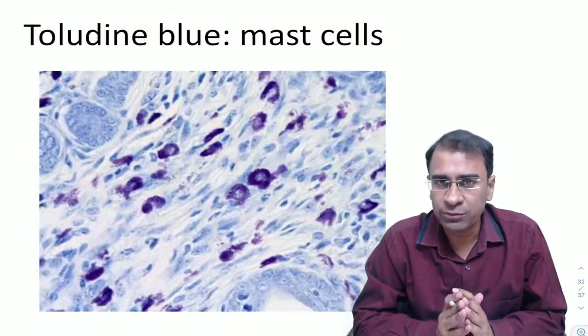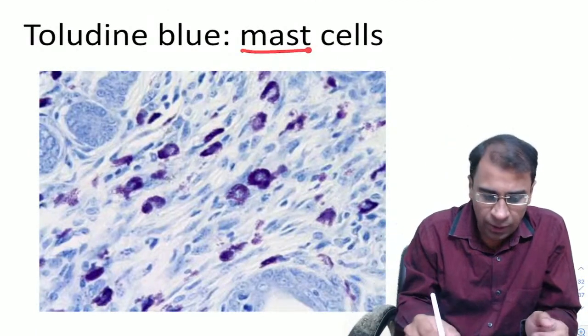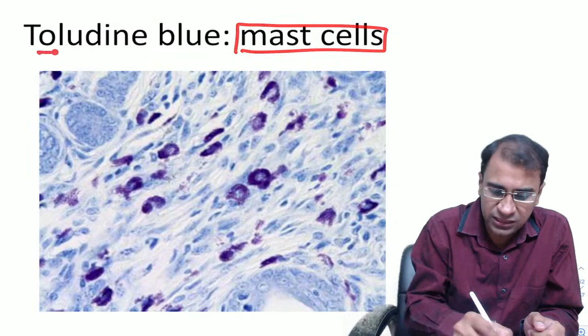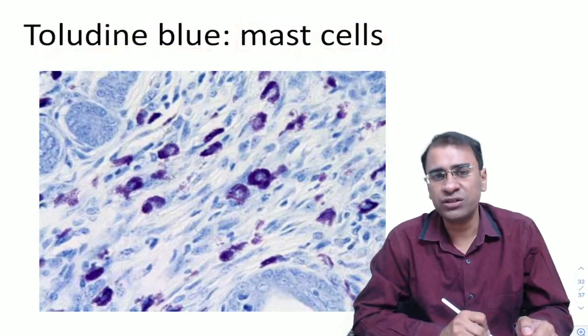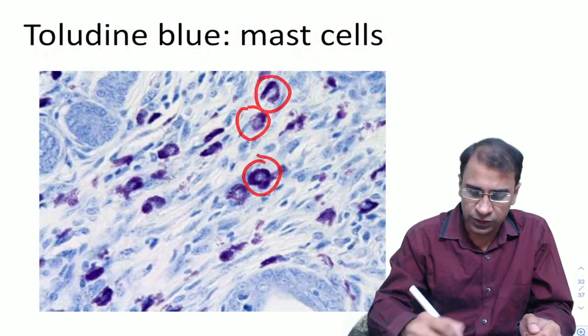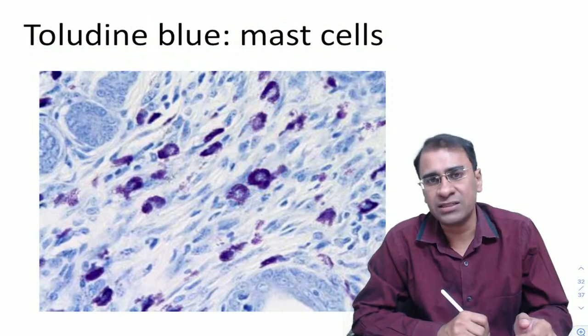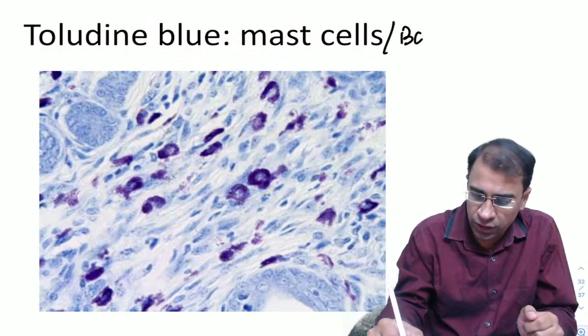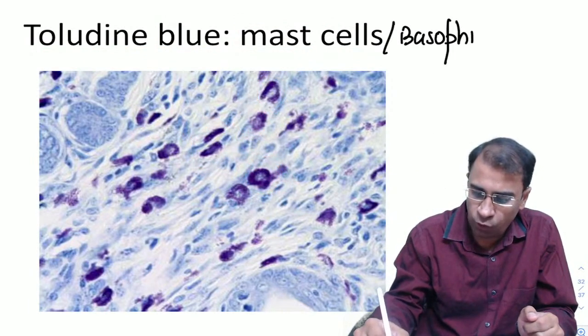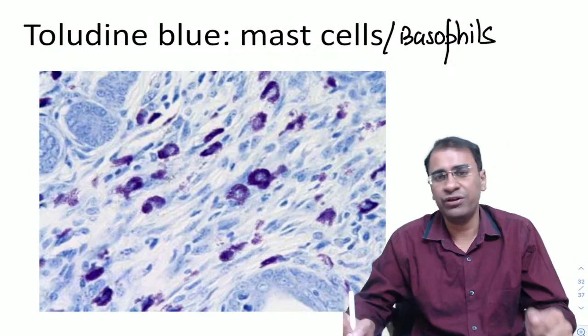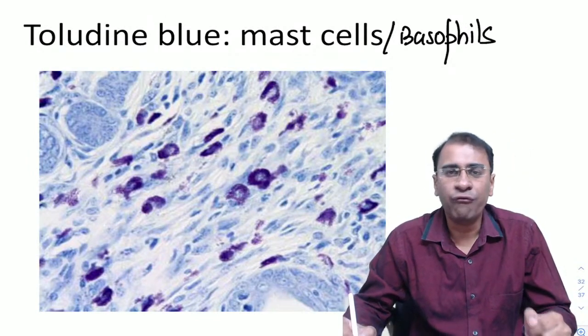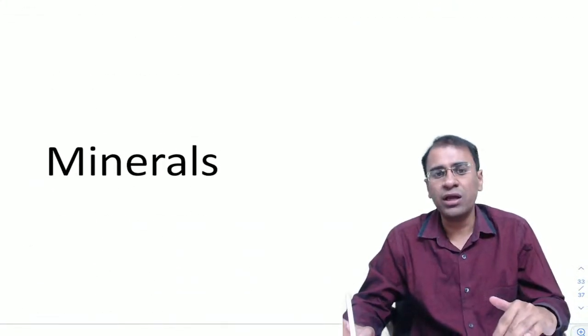This question again has been asked recently. It is all about the mast cells. Mast cells stain positive for toluidine blue. Toluidine blue stains the mast cells, and the same question can also be asked for basophils. Toluidine blue for mast cells and basophils. Now we move to the minerals.